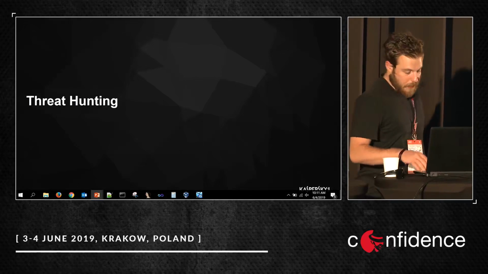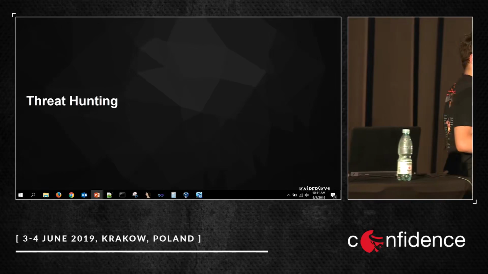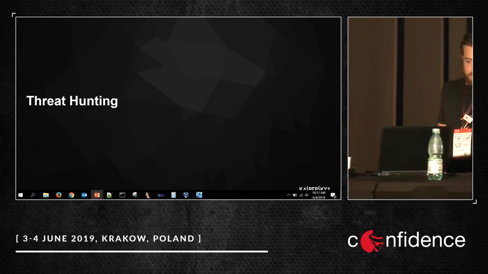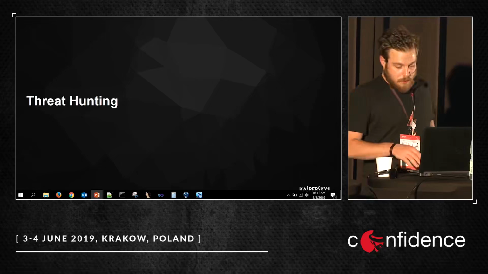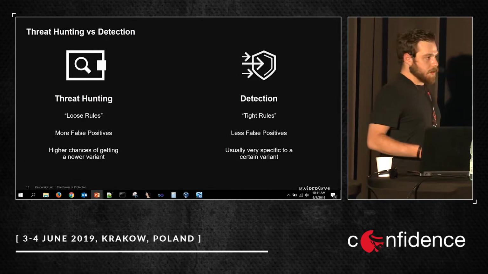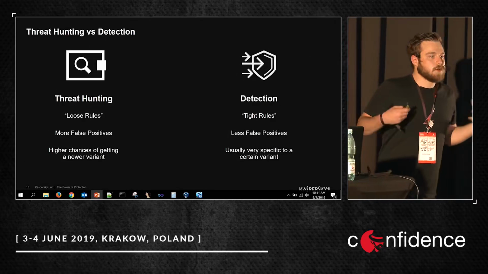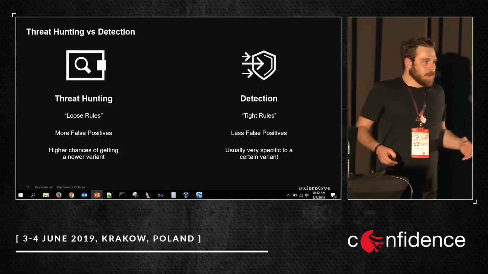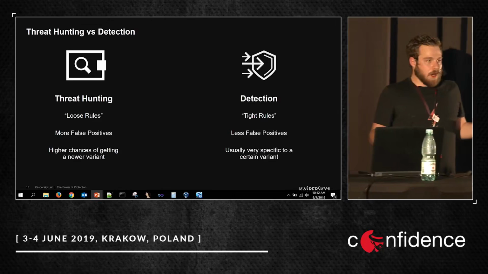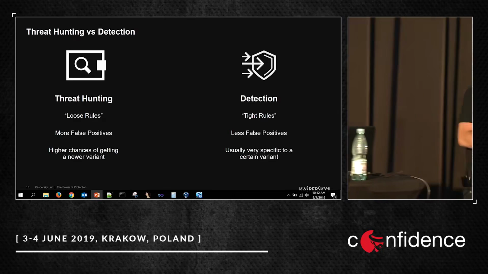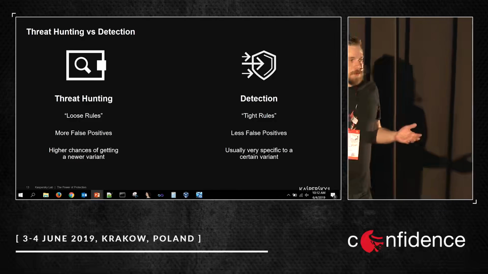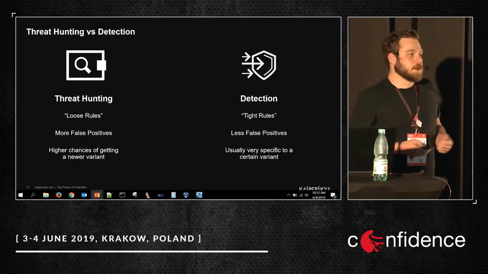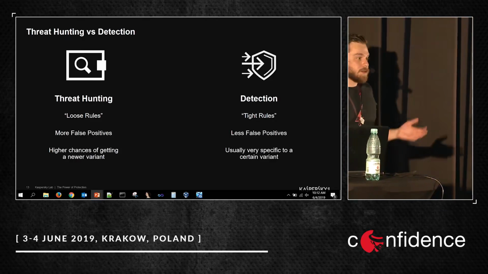So, moving into threat hunting. As I said before, there's a difference between hunting for new threats versus using YARA to detect. So for threat hunting, you want to make what I call loose rules. This includes a lot of wildcards. If a certain instruction, maybe the register is going to change, you want to wildcard the byte responsible for saying what register is there. The thing with this, though, is you have more false positives. But you have a higher chance of getting a new variant.